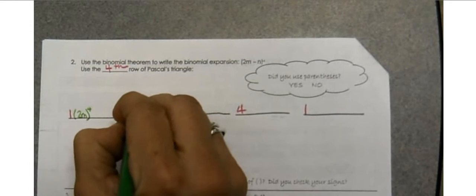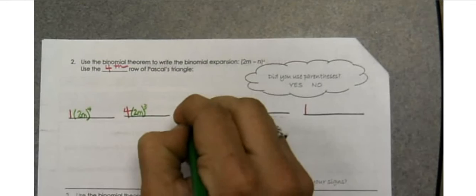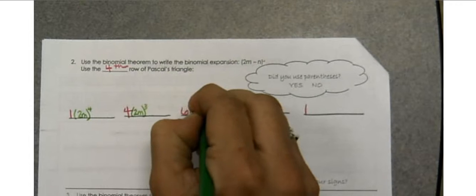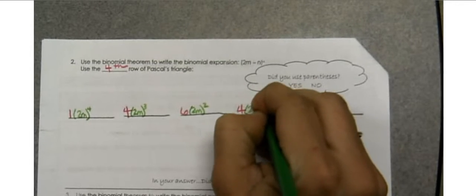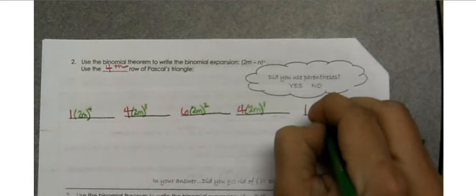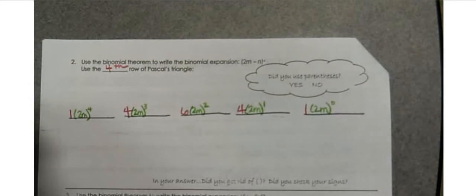Then again, we'll start with this first term, 2m. In parentheses, we're going to raise it to the 4th power and work our way down. Now we have 2m to the 3rd power, 2m to the 2nd power, 2m to the 1st power, 2m to the 0 power.